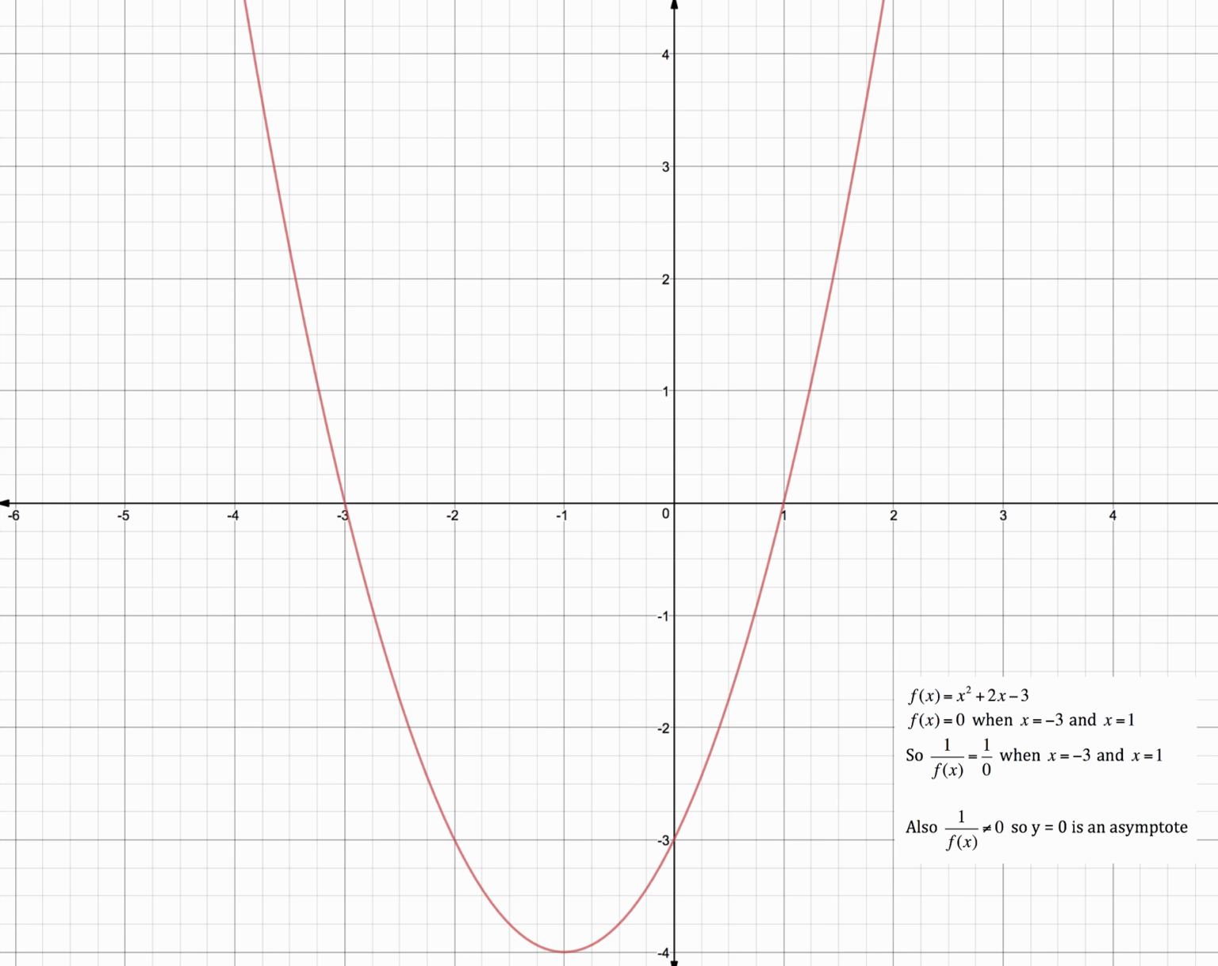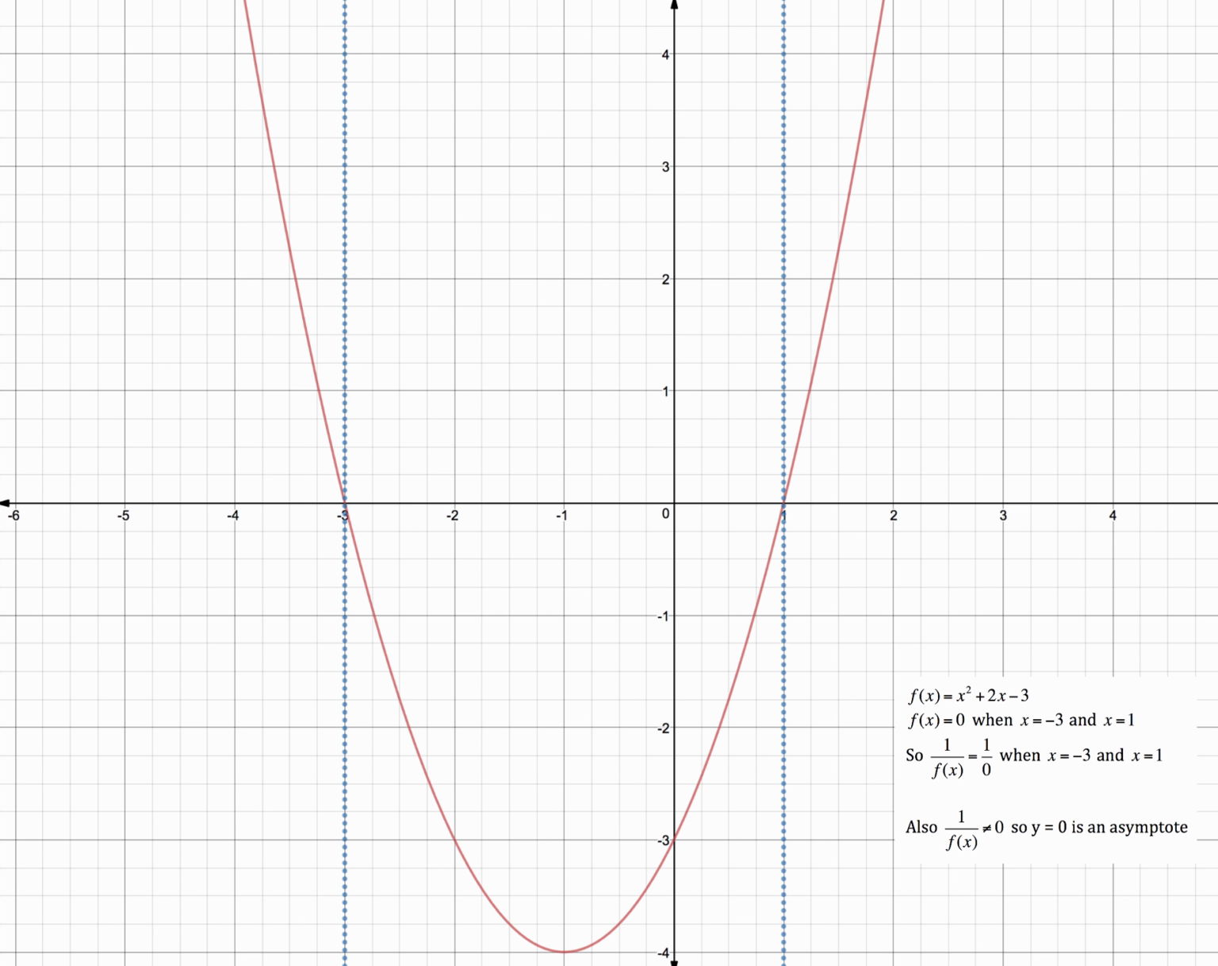Now, for our function, when f of x equals 0, we get two roots, minus 3 and 1. If we find the reciprocal of that function, then we get a fraction that is 1 over 0, which can't exist. We can't divide by 0. So on our graph, it will create asymptotes. So we have asymptotes at our roots of our normal function. So we have an asymptote at minus 3, and we have an asymptote at x equals 1.